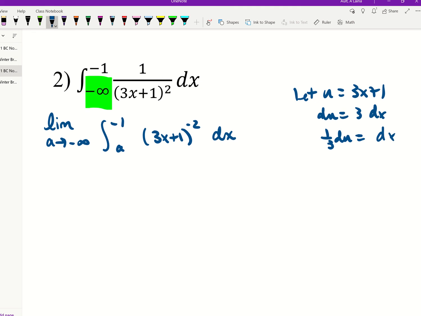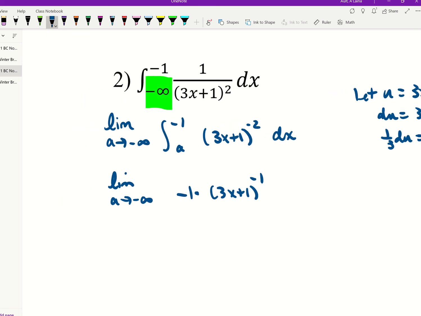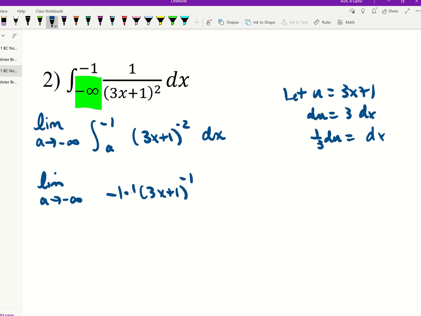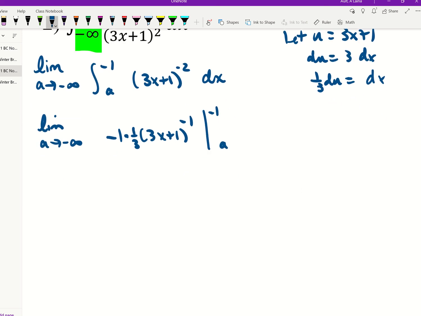You can do that, but I think we've been working on recognizing what the chain rule does, and if that chain rule would have just been a constant multiplier, we just want to divide by that value. So this would be 3x plus 1, add 1 to the power, divide by that power, and then I want to divide by the 1/3 to undo the work that the chain rule would have done. And this is going to be evaluated at -1 and a. I'm going to keep my limit notation until after I've written a in the definite integral.